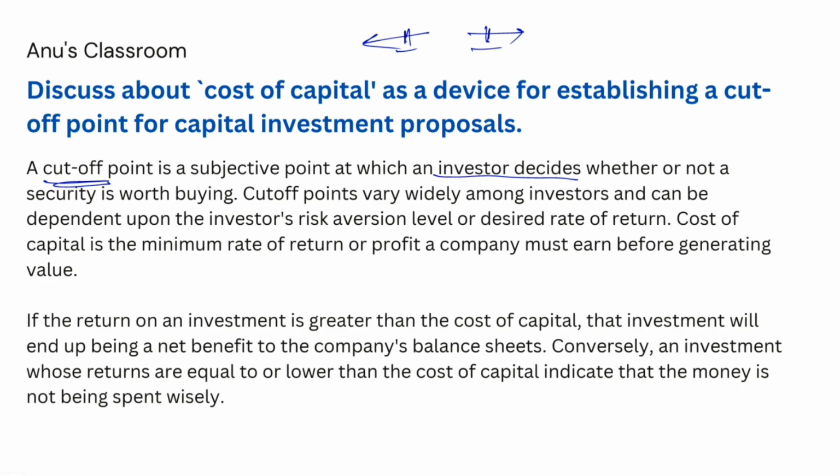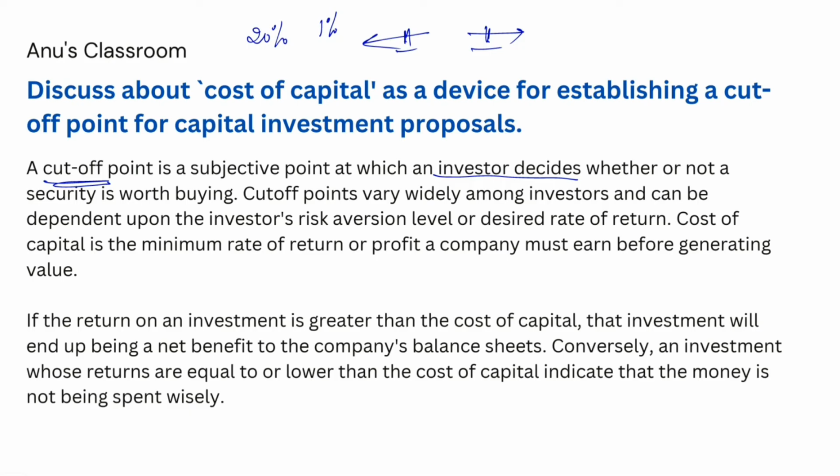So these points are called cutoff points, and they vary depending upon our risk aversion level or desired rate of return. I might be highly risk averse, so even with a 1% decrease in price, I might decide to sell off. But you might have a very low aversion to risk, so your cutoff stop loss point might be at 20% or so. I hope you understood the cutoff point concept, right?